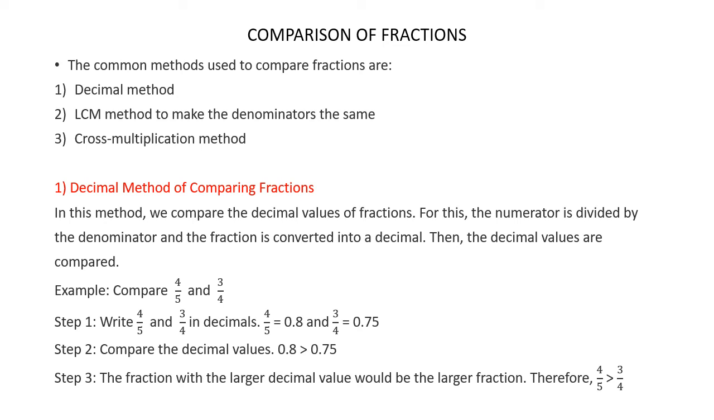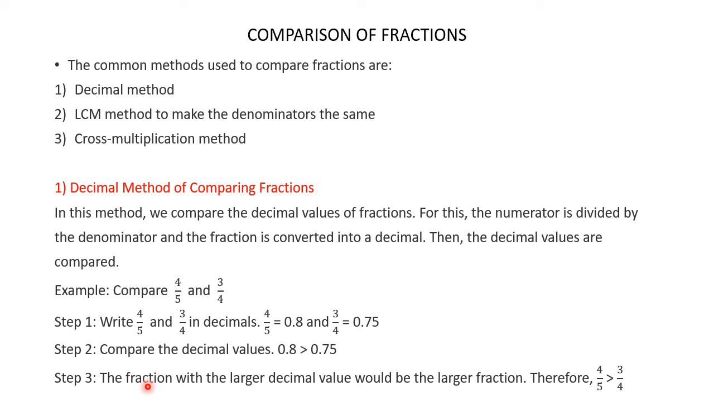Let's understand this with an example. Compare 4 by 5 and 3 by 4. First, write 4 by 5 and 3 by 4 in decimals. To do that, divide 4 by 5, you will get 0.8. Divide 3 by 4, you will get 0.75. Now compare the decimal values. Obviously 0.8 is greater than 0.75.